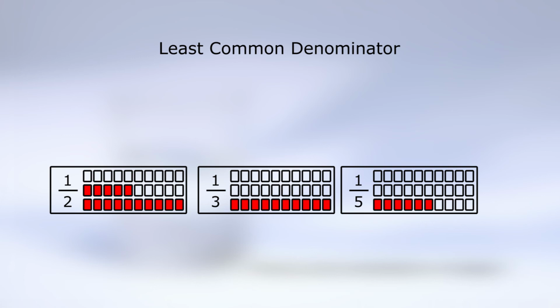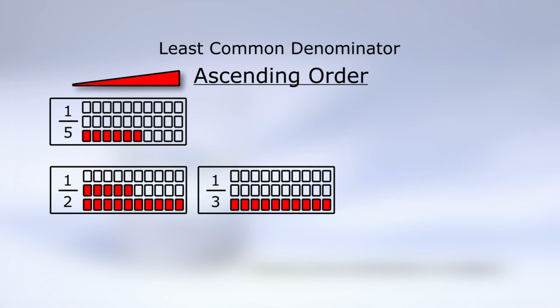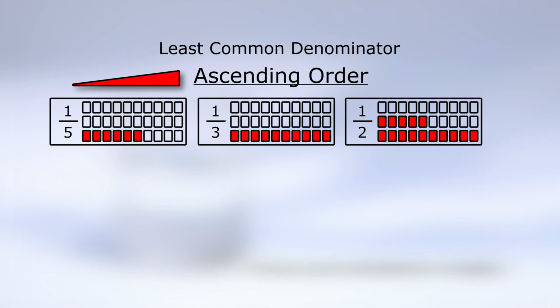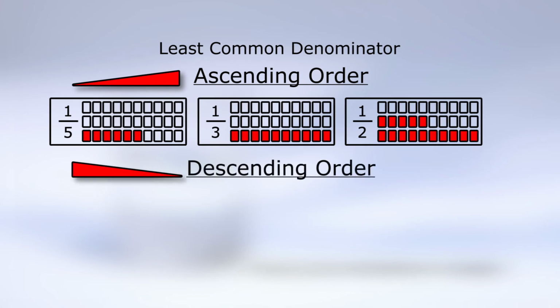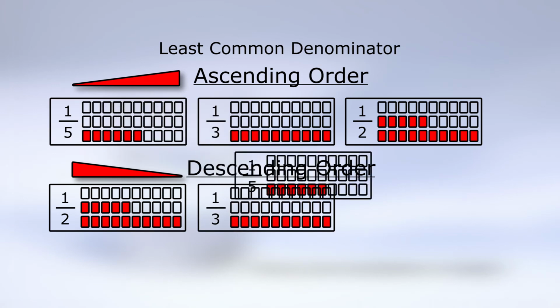We can put fractions in an ascending order. Ascending means increasing. So it will be a fifth, followed by a third, and half. Descending means getting smaller. By arranging the fractions in a descending order, we get half, followed by a third, and a fifth.